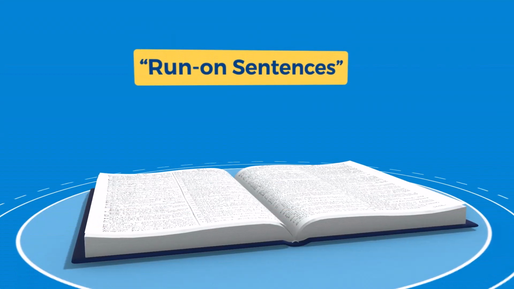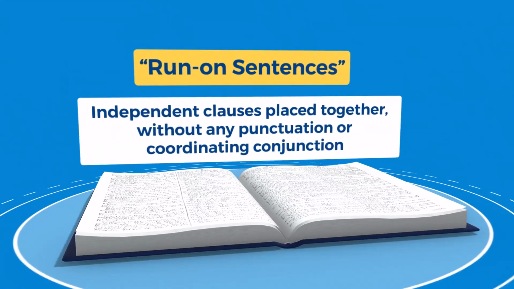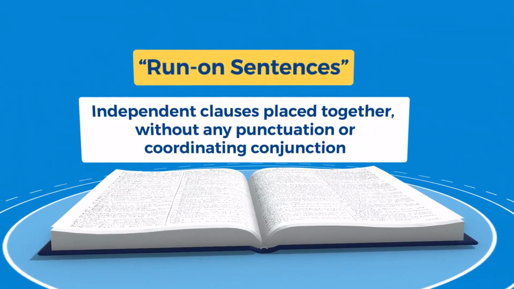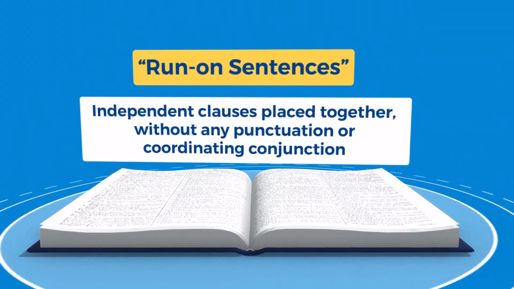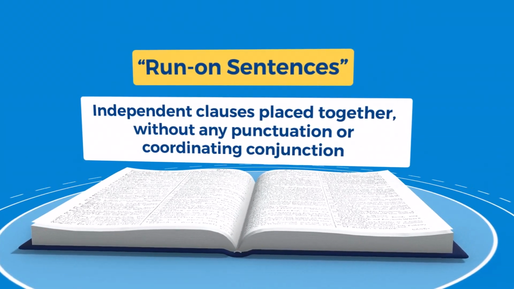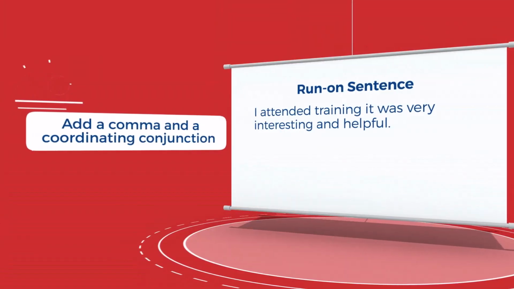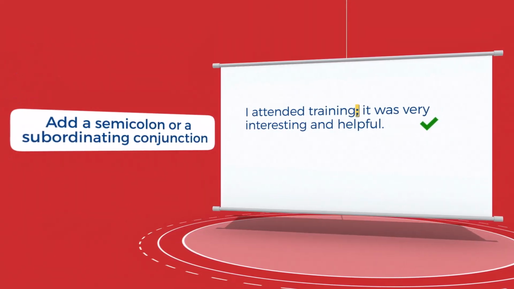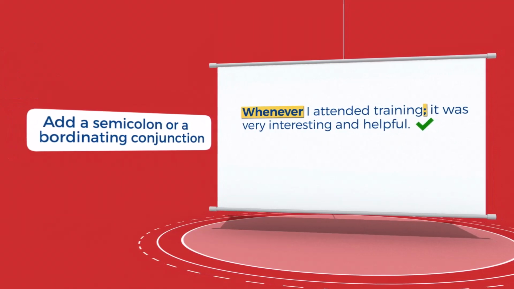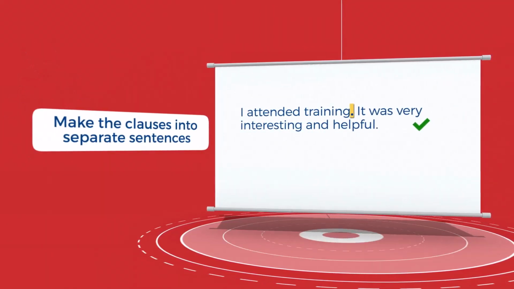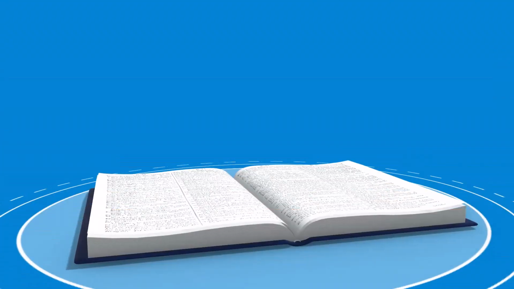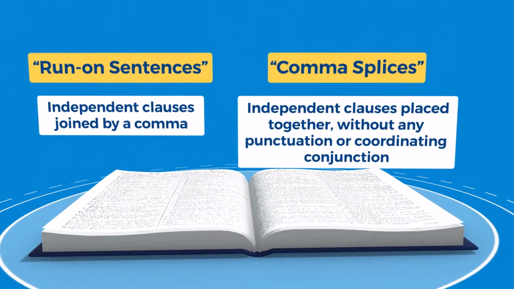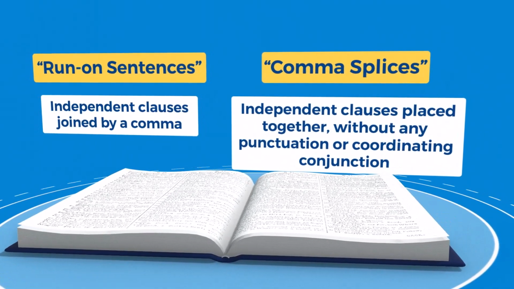Run-on sentences are another type of error to avoid. They happen when two or more independent clauses are placed together, without any punctuation or coordinating conjunction to join them. Like comma splices, run-ons can be corrected by revising the punctuation or wording. For example, you can add a comma and a coordinating conjunction. Or you might add a semicolon, or a subordinating conjunction. You can also make the clauses into separate sentences. Being able to recognize run-on sentences and comma splices will help you avoid confusing your reader. These errors are easy to fix once you identify them.